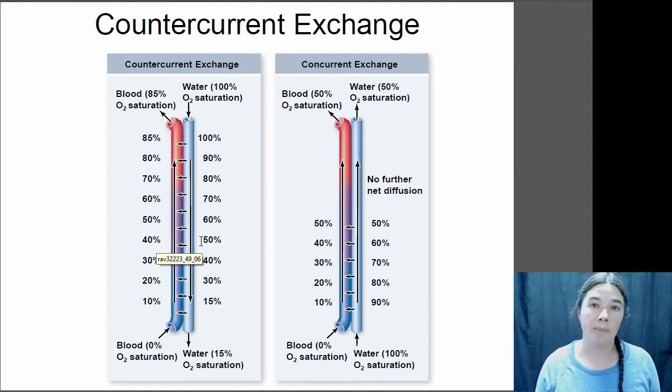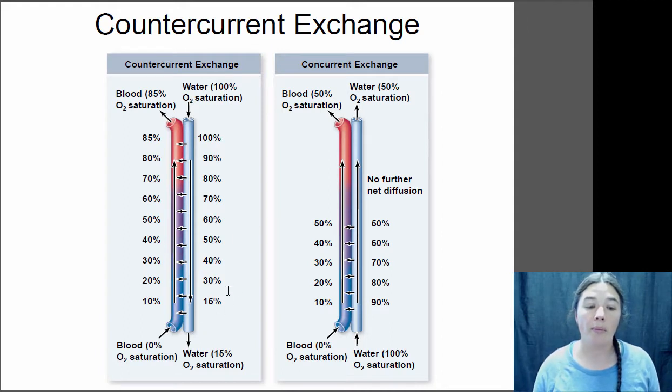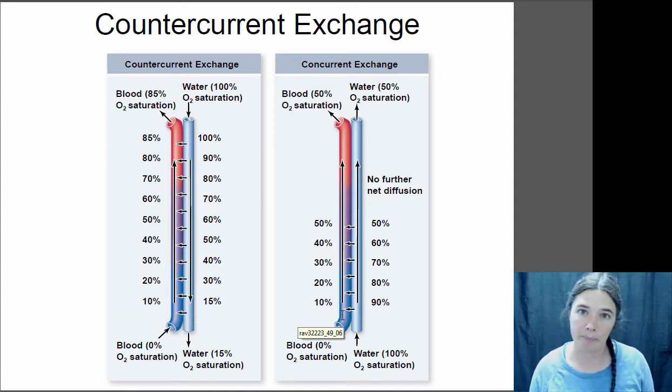So what that allows is for diffusion to occur across the whole length. Even at the bottom here, where there's relatively little oxygen left in the water, only about 15% oxygen left at this point, this is the blood that's just entered. It has almost no oxygen. So the oxygen levels are still higher in the water, so you can still have diffusion of oxygen into the blood. So that's why the countercurrent exchange is really good.